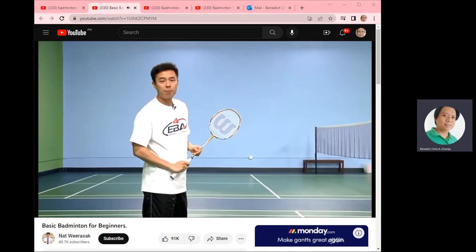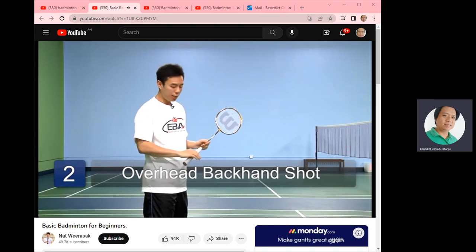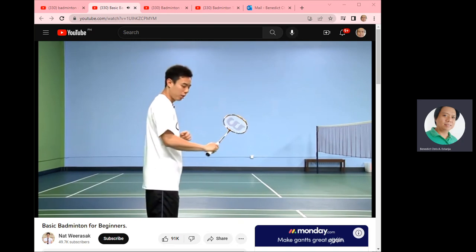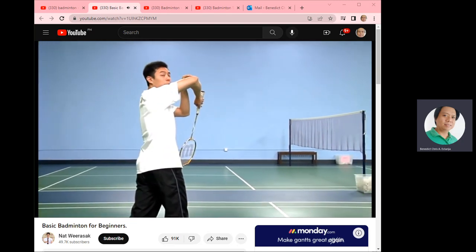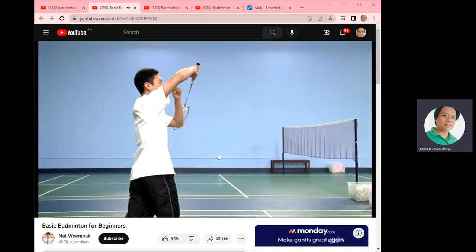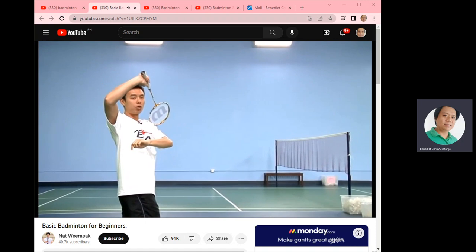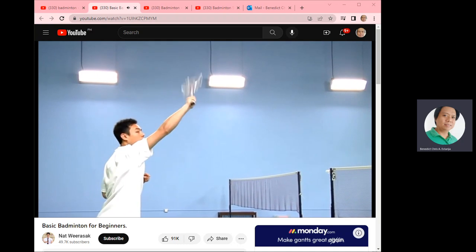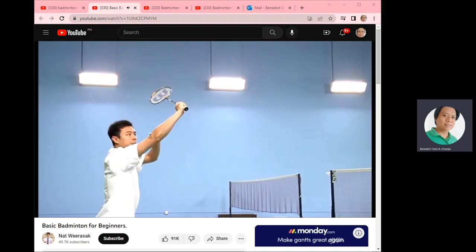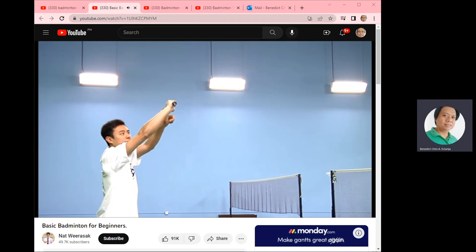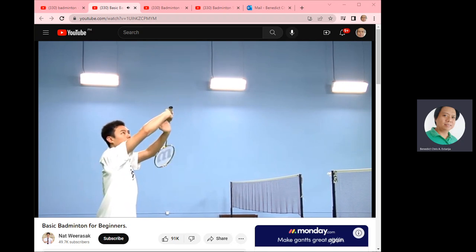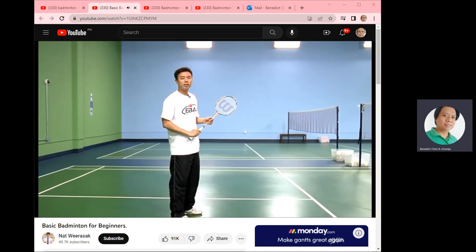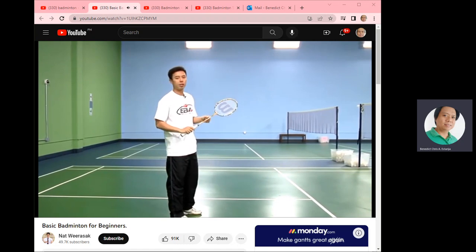We're going to talk about the overhead backhand shot for beginners. Once again, you'll need the proper backhand grip to execute this properly. Start off with your elbow pointing upwards and the racket head towards your left shoulder. From here, extend outwards with your arm first as you turn your body and snap at the last second with your wrist, either straight or cross, up to you. And as usual, follow through properly afterwards. This is the overhead backhand shot for beginners.